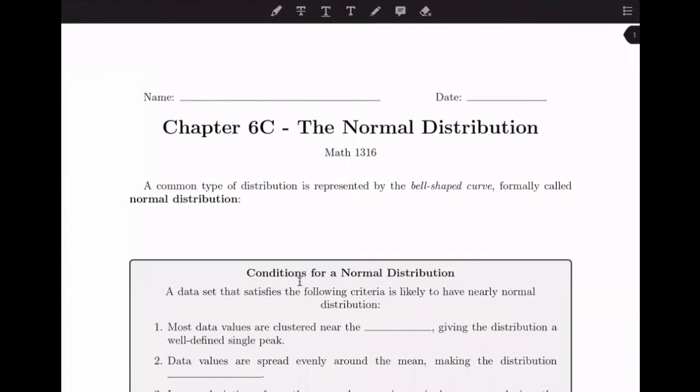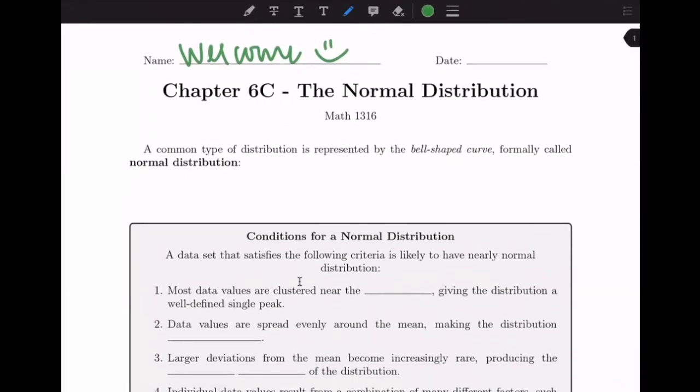We are going to be doing the final section, chapter 6C. Chapter 6C is going to be about normal distribution. So first we're going to define normal distribution.